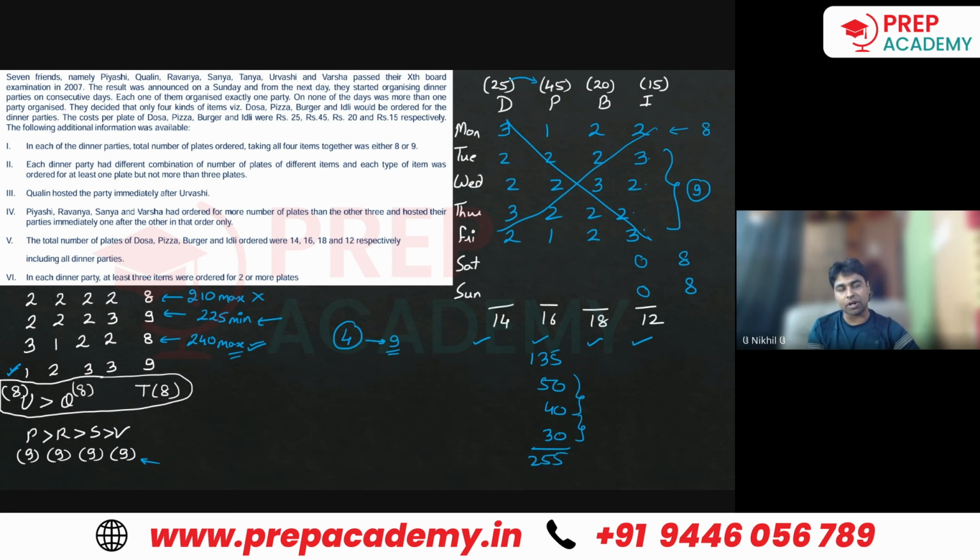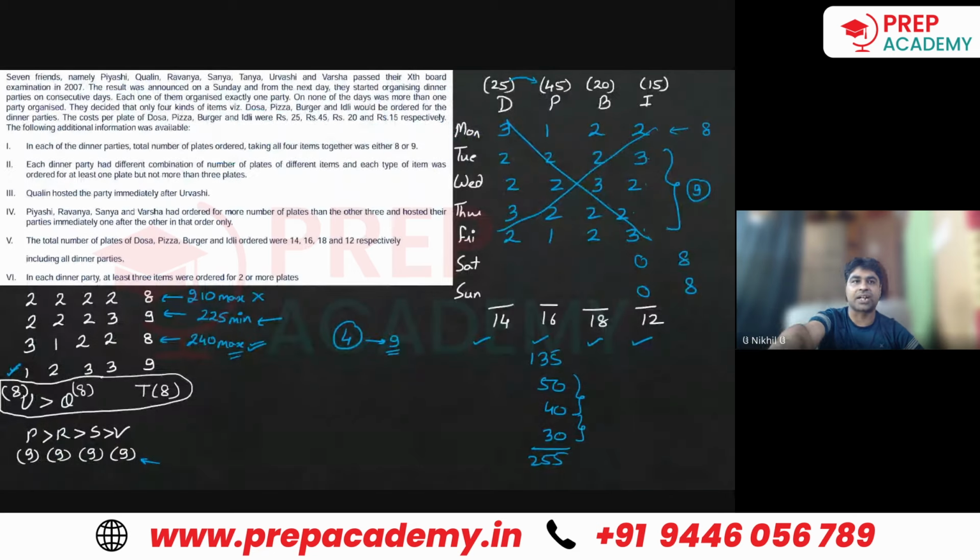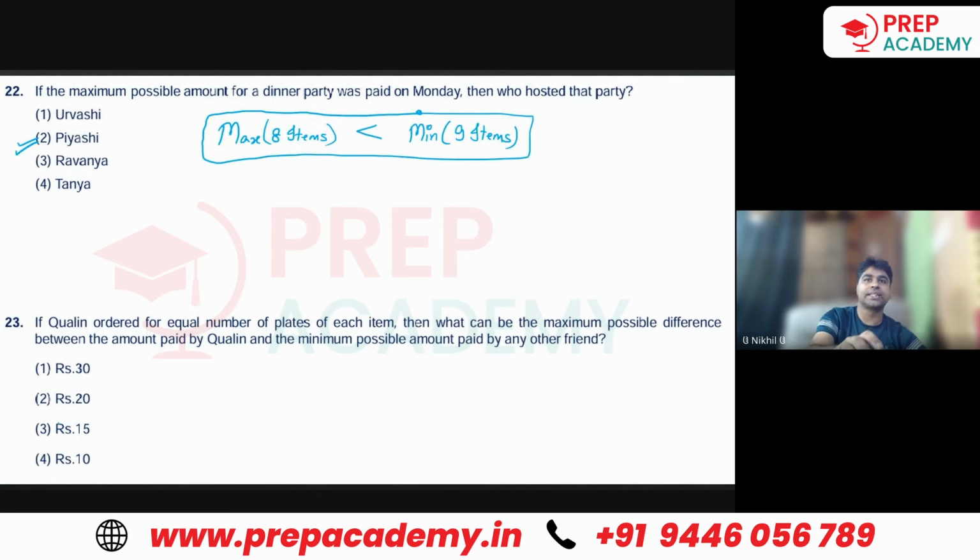And if you did not do that, you got the answer wrong. So what was your first instinct is the correct answer. Priyanshi is the correct answer, because 9 items have to be ordered if I want to give the maximum possible amount on Monday. And because Priyanshi started the party, the 9 items first girl was Priyanshi, so she is the one who spent the maximum amount. Is it clear now?